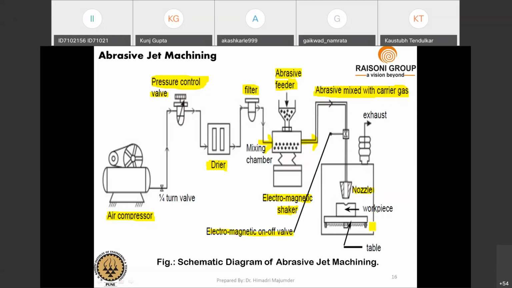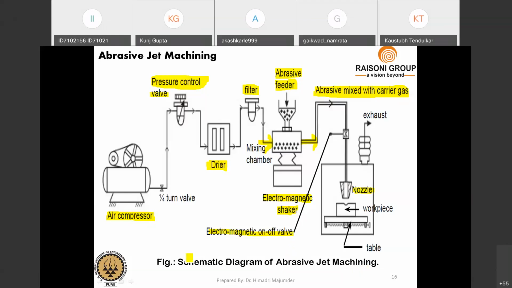This table is movable. So if you need to machine a lengthy workpiece, you can do that by moving your work table. In a short way, this is the schematic and the working principle of abrasive jet machining.